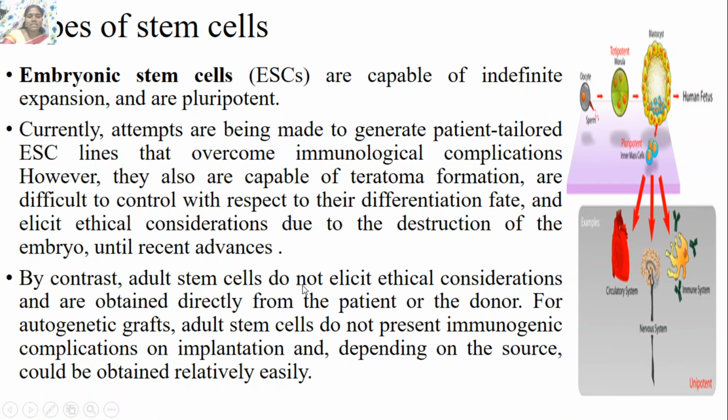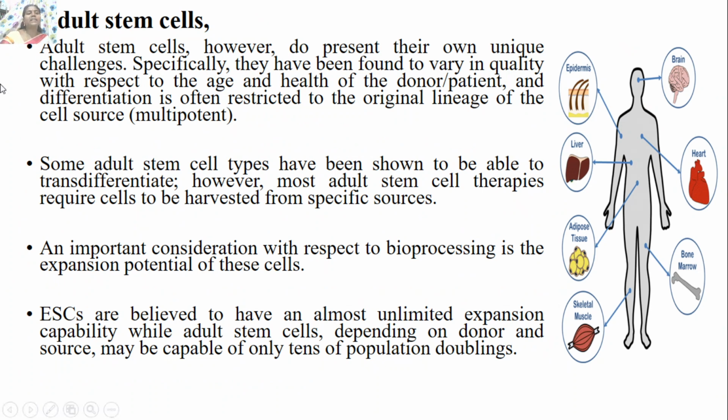By contrast, adult stem cells do not elicit ethical consideration and are obtained directly from the patient or the donor. For autologous grafts, adult stem cells do not present immunogenic complications on implantation, and depending upon the source could be obtained relatively easily. This is again the picture of the embryo, the zygote, totipotent in nature, and the blastocyst stage where it can form different kinds of cells. Next, adult stem cells. Adult stem cells do present their own unique challenges. Especially, quality varies with respect to the age and health of a donor or patient, and differentiation is often restricted to the original lineage of the cell source.